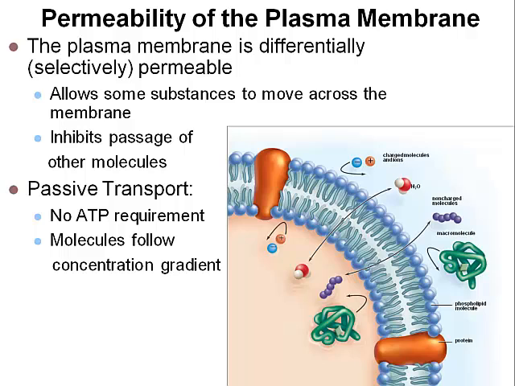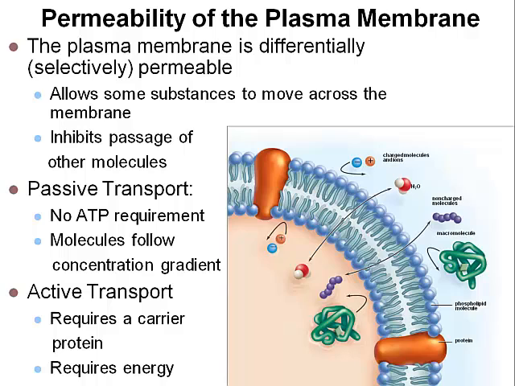Alright, so now we get into an exciting discussion, which is the permeability of the plasma membrane. You know a little bit about this at this particular point. You are aware of the fact that some things can move across the plasma membrane, as we see in this particular bullet, and other things cannot move across the plasma membrane. And so the question becomes, what can and cannot move across the plasma membrane?